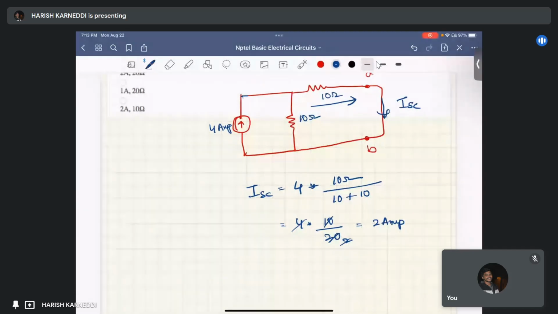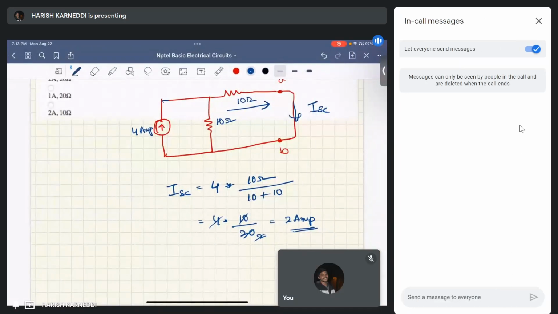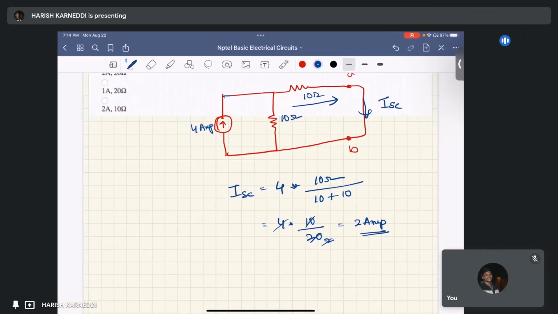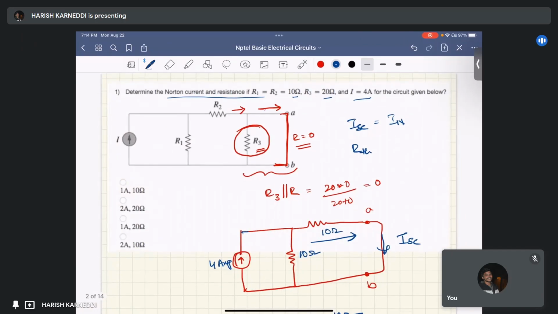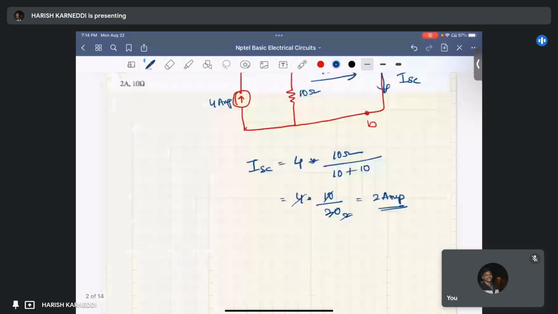Up to this point, this is clear, right? ISC. One can drop a text if you have any doubt in this. I hope till this point it is clear. I'm moving to the next one. The next step is we need to find RTH, right? Okay, we will move to the next video.